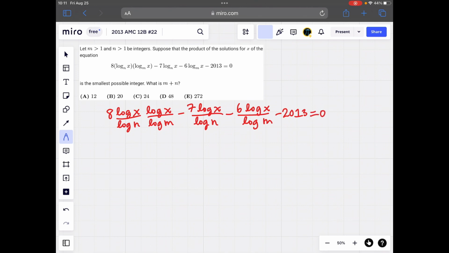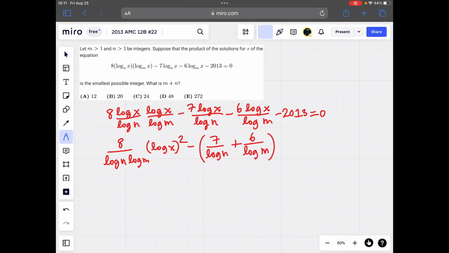We can also write this as a quadratic in terms of log x, and that's equal to 8 over log n log m times log x squared minus 7 over log n plus 6 over log m times log x minus 2013 equals 0. And now we can use this quadratic polynomial in terms of log x to find some stuff related to log x.